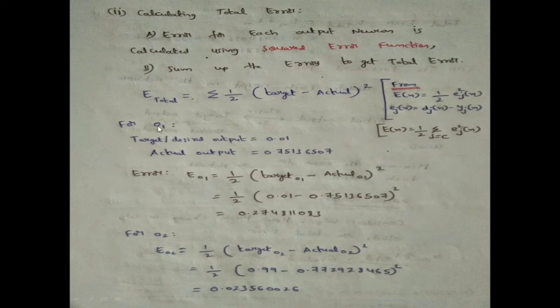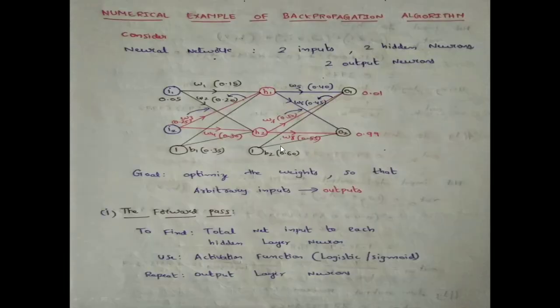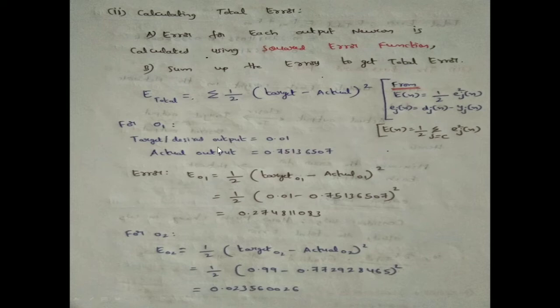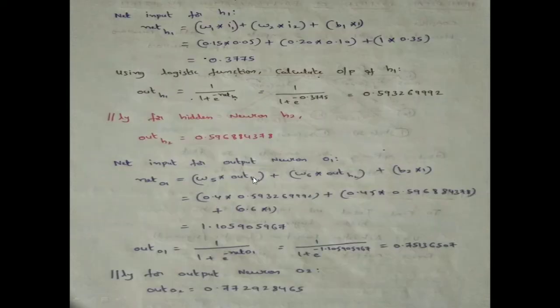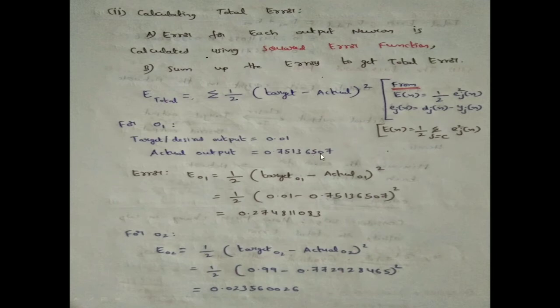We already assumed the target output or the desired output of the output neuron 1 as 0.01. So if you observe in this diagram, the assumed target output is 0.01 for the output neuron 1, and then we calculated the actual output given by the output neuron O1 in the previous step, right? So this is the actual output given by the output neuron 1, which is 0.75136507, right?